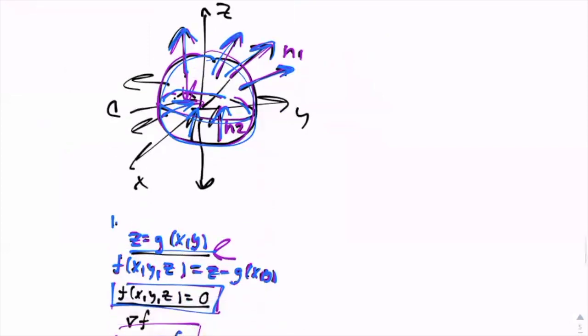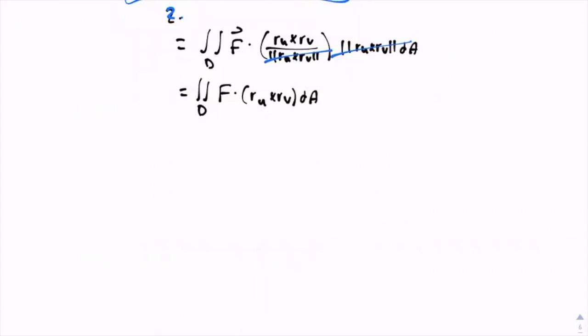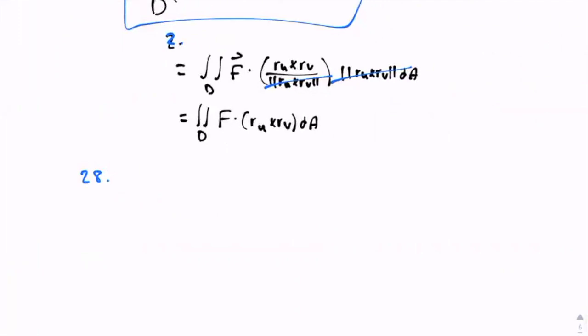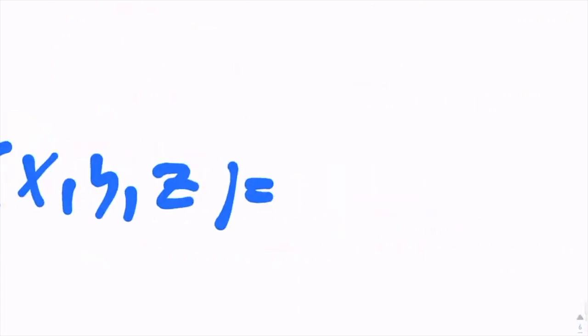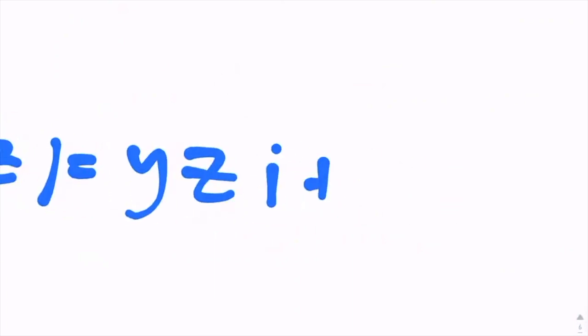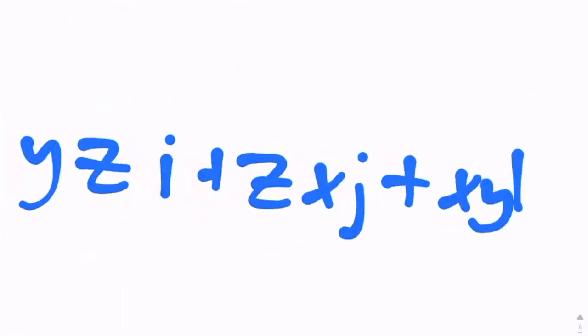For our sample problem, I want us to look at number 28 in chapter 16.7 in our textbook. If you don't have our textbook, that's totally fine. I'll just write out the problem right here. We have some vector field F of x, y, z equal to yz i plus zx j plus xy k.